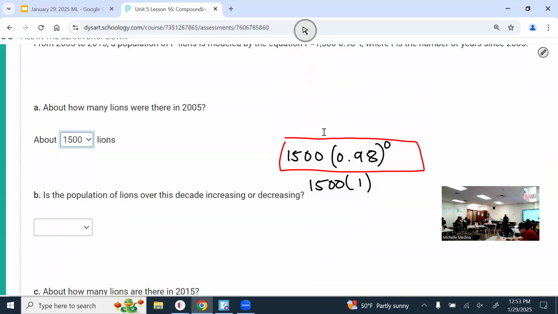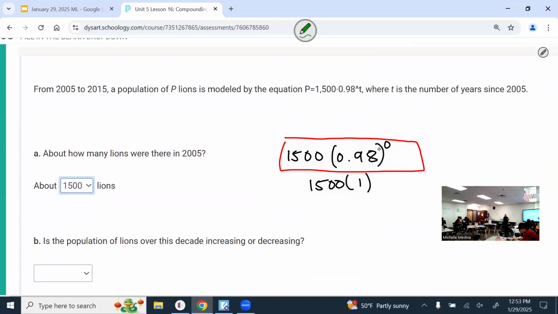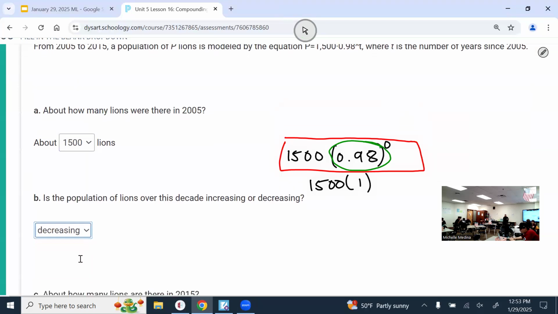Is the population of lions over this decade increasing or decreasing? That you get from this part of it. So does multiplying by 0.98 increase or decrease? It decreases it, because anytime you multiply by something smaller than one, and you can test it out, it will decrease over time. So it's decreasing. Also, I know on your unit test it's going to try and trick you. When in doubt, graph it, look from left to right, is it growing or is it decaying? This one will be decreasing.